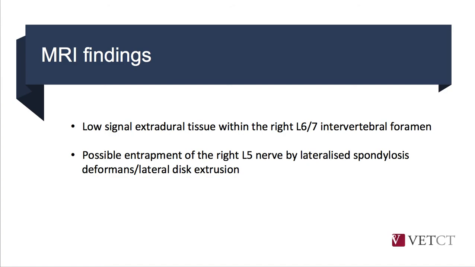So in conclusion, the MRI shows the presence of low signal extradural tissue within the right L6-7 intervertebral foramina, which appears to be extending from the disc space and causing severe compression of the right L6 nerve, which would explain the lameness. We also have possible entrapment of the right L5 nerve, most likely by lateralized spondylosis deformans, or less likely a lateral disc extrusion.